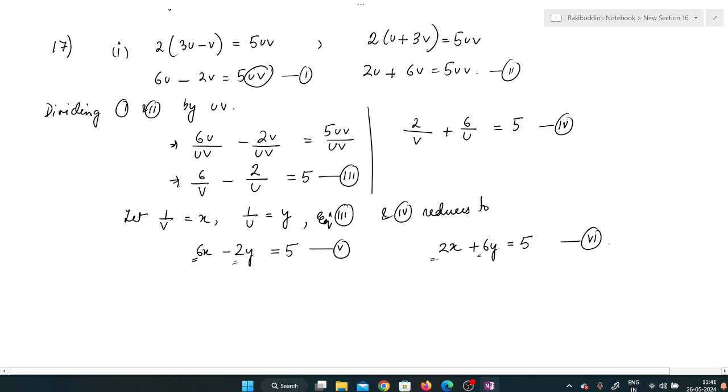Just remember, while eliminating, whether you need to add the equations or subtract. If the signs are opposite, then just add, and if the signs are the same, then subtract. Also, don't forget to make the coefficients of the variables the same. Now you will solve it on your own.